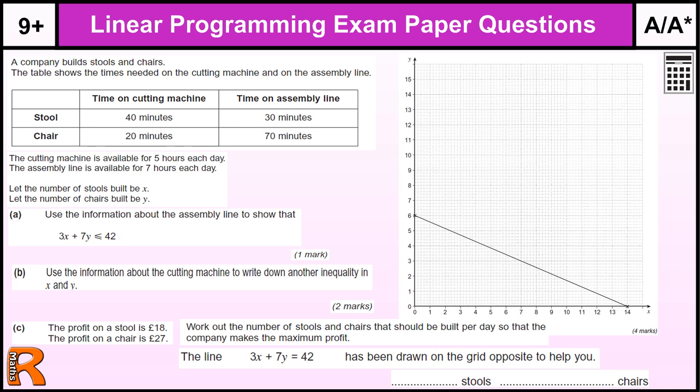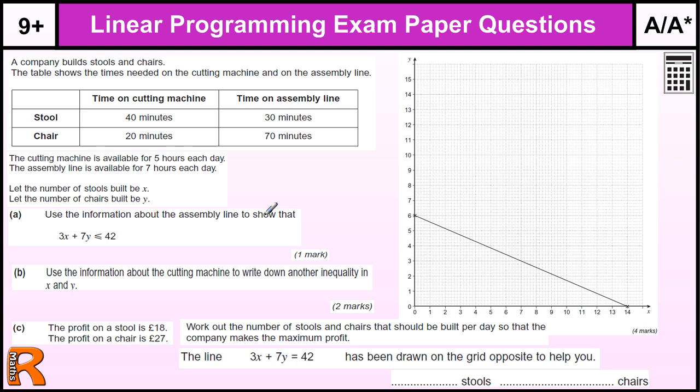Okay, here we have our last example. This time to do with stools and chairs. We've got times that things take on the cutting machine, time on the assembly line. The cutting machine is available 5 hours a day, the assembly line 7 hours a day. Let the number of stools built be X, chairs Y.